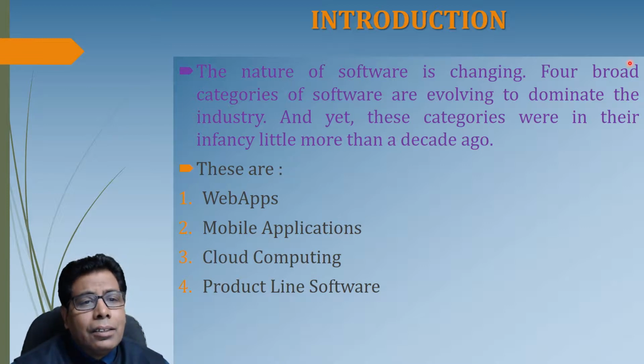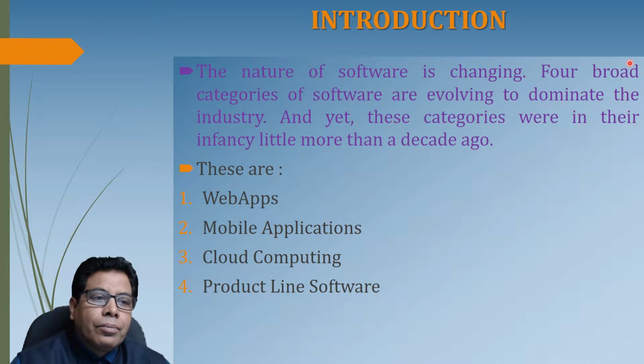That means these categories have been developed in the last 10 years, and more software is being developed in these categories. These categories are web apps, mobile applications, cloud computing, and product line software. So in today's video, we'll be discussing these four categories of software. Let us start with the web apps.